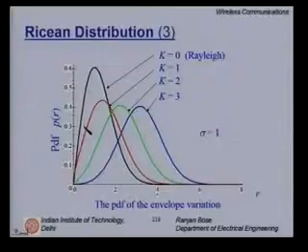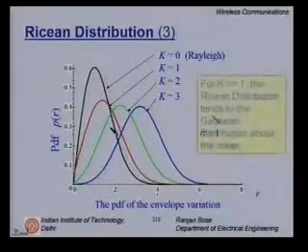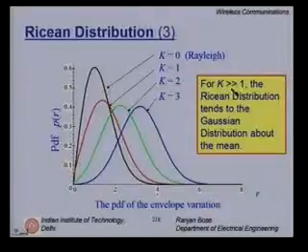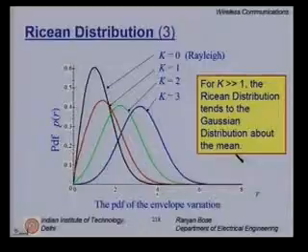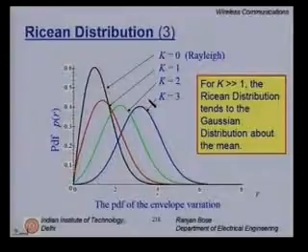Clearly, if you have to do a calculation for the level crossing rate or the average duration of fade for a Rician distribution, you have to now use the PDF for the Rician distribution as opposed to the Rayleigh distribution. Please observe that for K much greater than 1, the Rician distribution is really tending towards the Gaussian distribution about the mean. Fine. This is the second most popular distribution that we use when we have the line of sight.